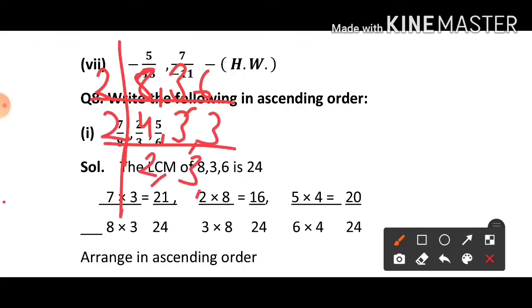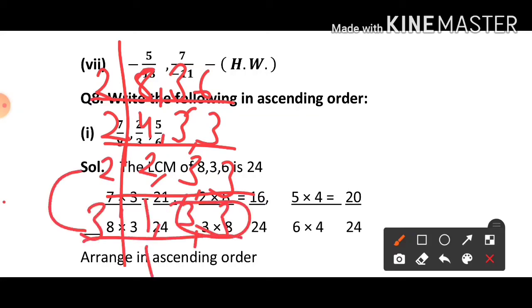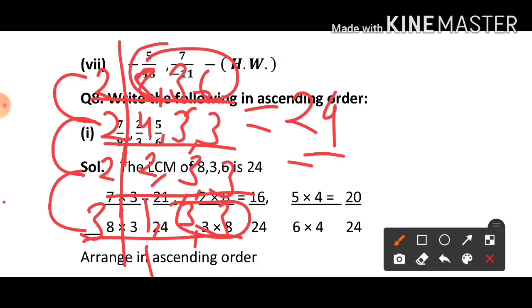2 2s are 4, 3, again 3, 2 is left, so 2 1s are 2, and the last number left is 3, so we have to take here 3. So 3 2s are 6, 6 2s are 12, 12 2s are 24. It means the LCM of 8, 3 and 6 is equal to 24.